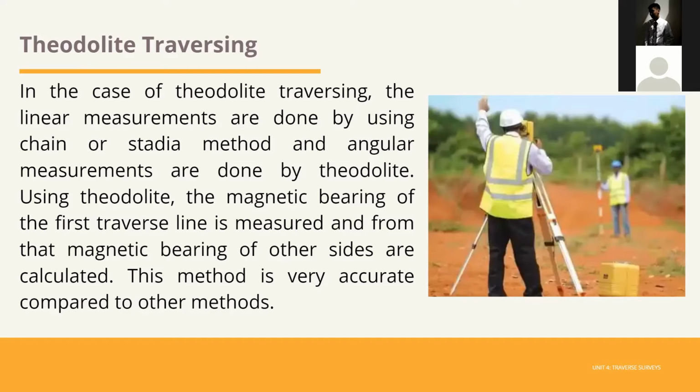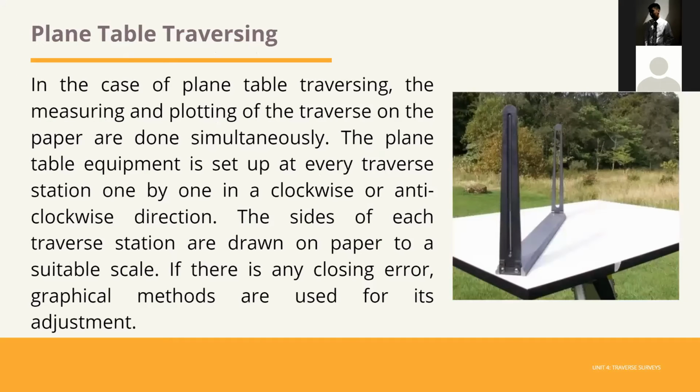And the last one we have is plane table traversing. In the case of plane table traversing, the measuring and plotting of the traverse on the paper are done simultaneously. The plane table equipment is set up at every traverse station one by one in a clockwise or anti-clockwise direction. The sides of each traverse station are drawn on paper to a suitable scale. If there is any closing error, graphical methods are used for its adjustment.